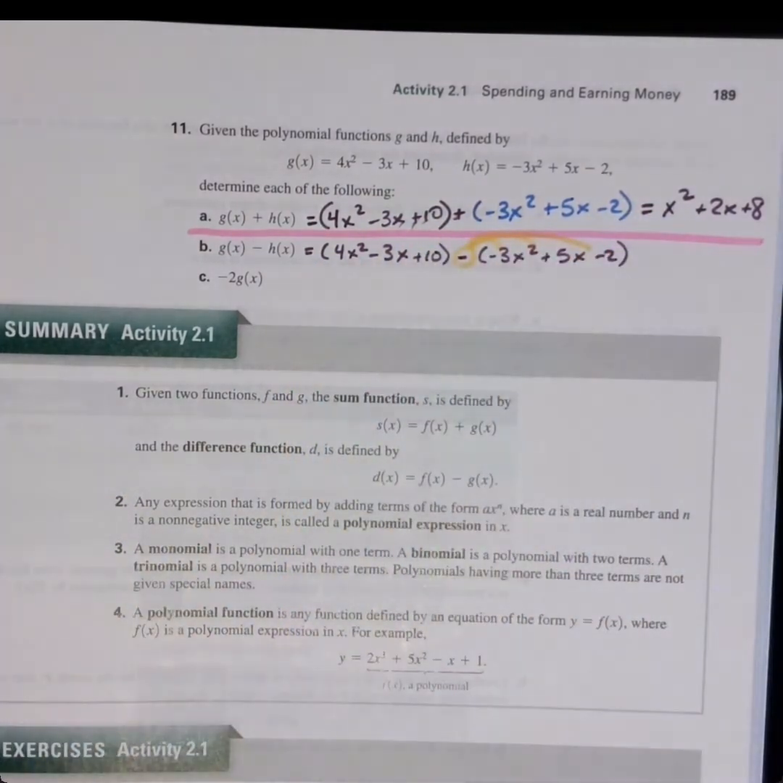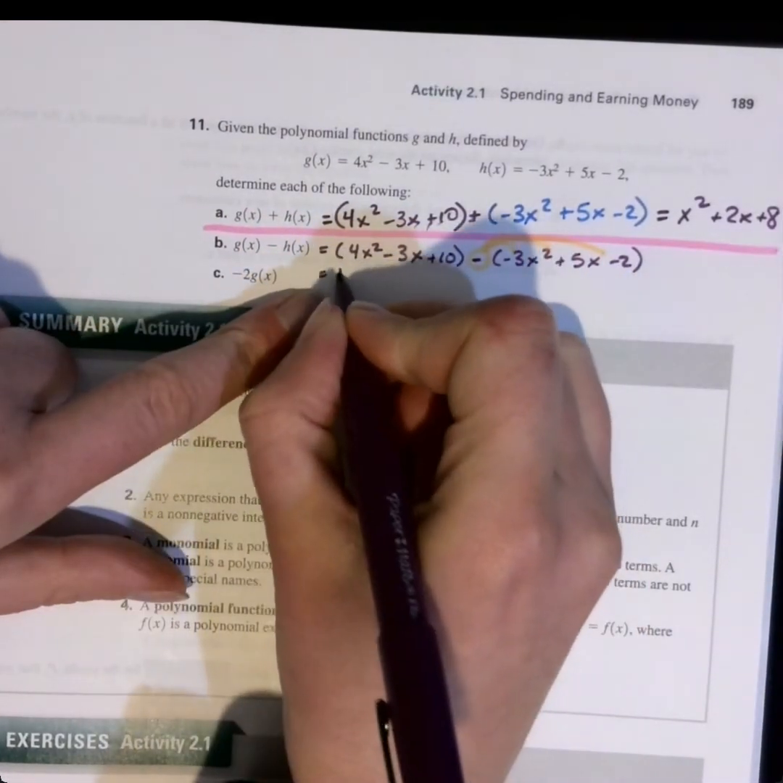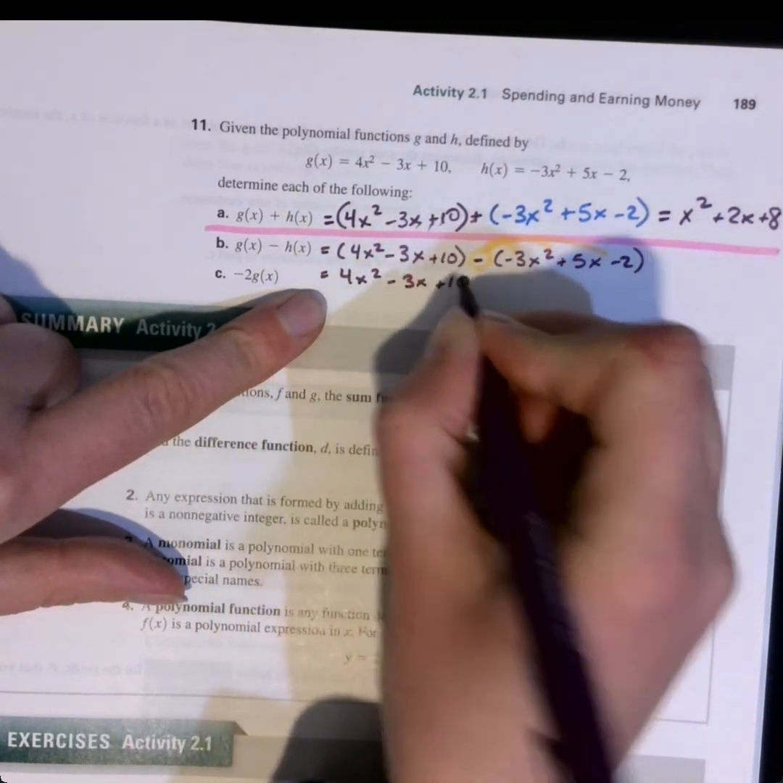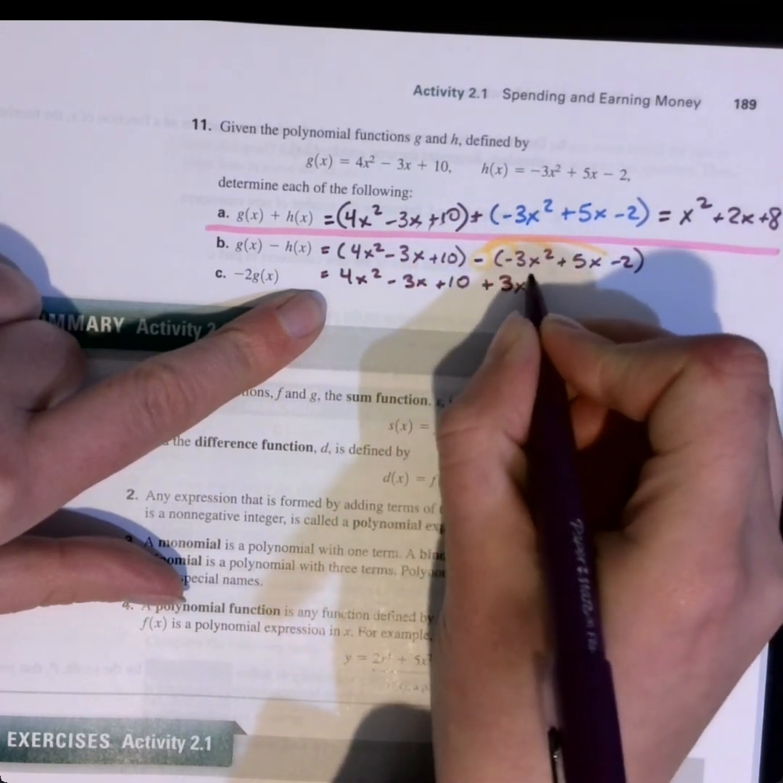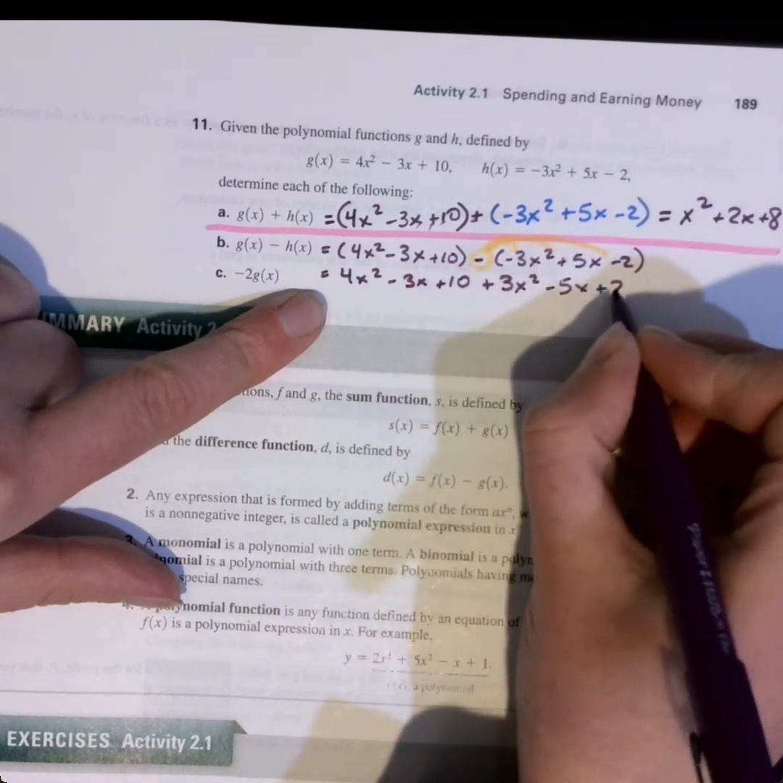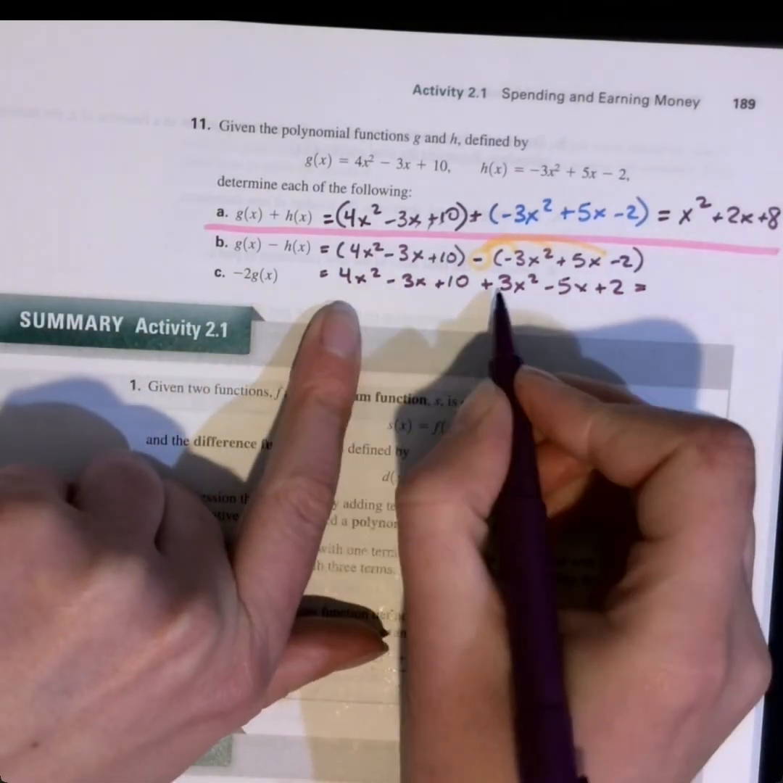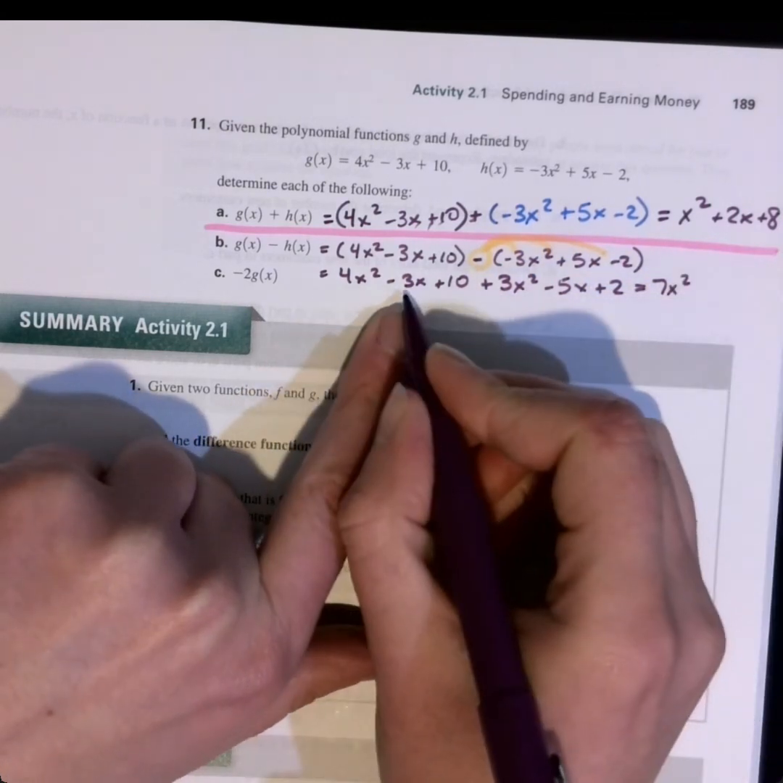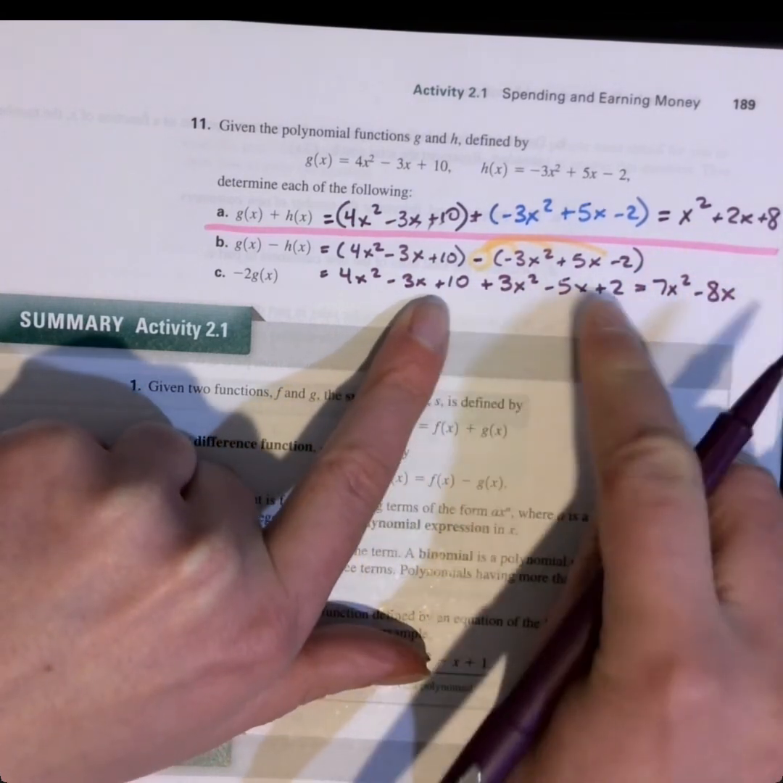So I'm going to rewrite underneath this one without the parentheses. So this is equal to 4x squared minus 3x plus 10, no change in the first, but in the second one, this negative times the negative 3 will make that a positive 3x squared. Negative times a positive is a negative 5x. Negative times a negative is a positive 2, and then equals 4x squared plus 3x squared is 7x squared. Negative 3x minus 5x, that's going to be negative 8x, combining our like terms, and then the 10 and the 2 is going to be plus 12.